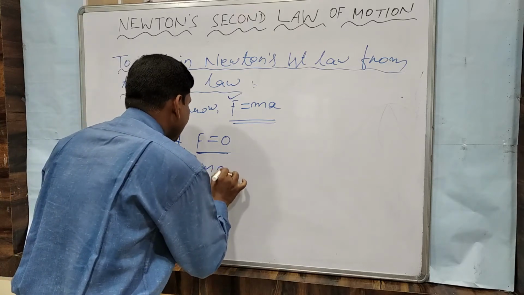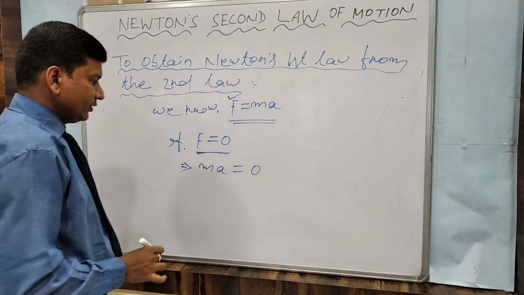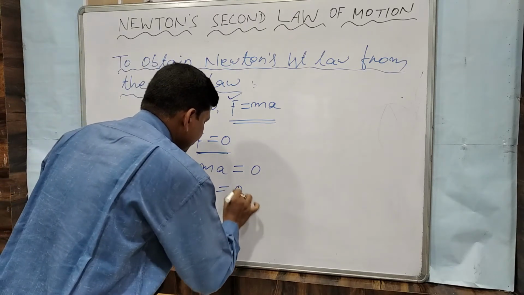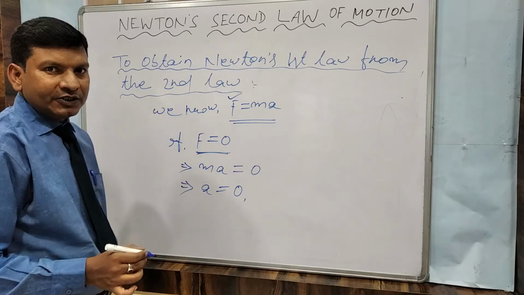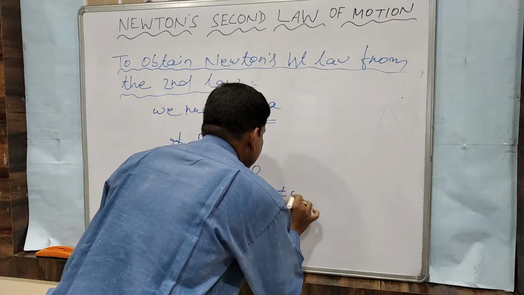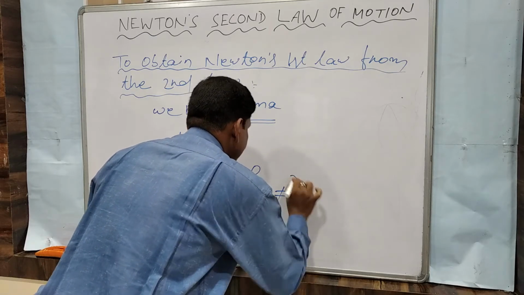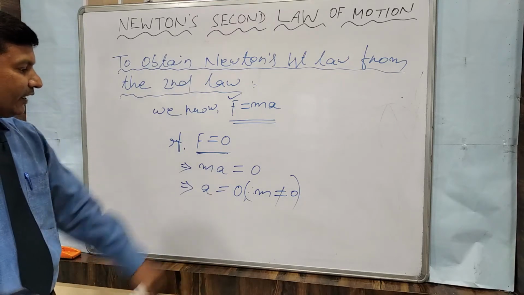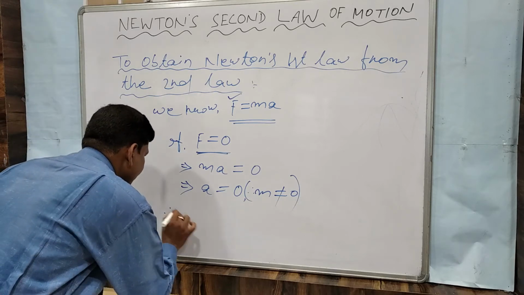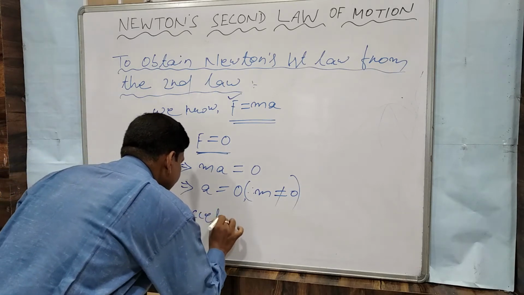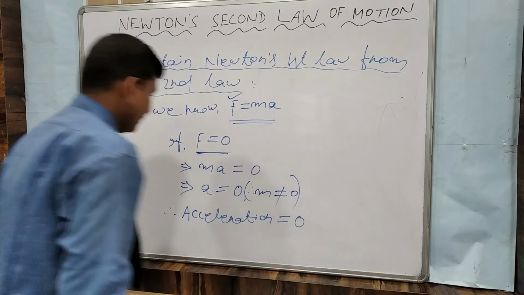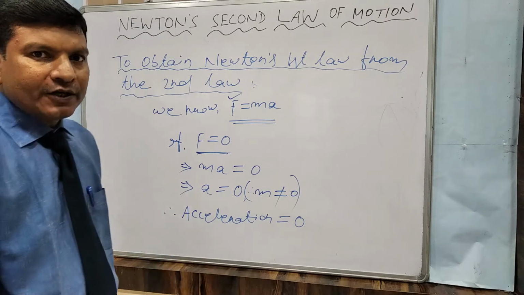Now ma equals 0. So that implies a equals what? 0. Why? Because m cannot be 0. M is the mass of the body, so m is not equal to 0. Therefore a equals 0. A stands for what? Acceleration. Thus the acceleration is equal to 0.